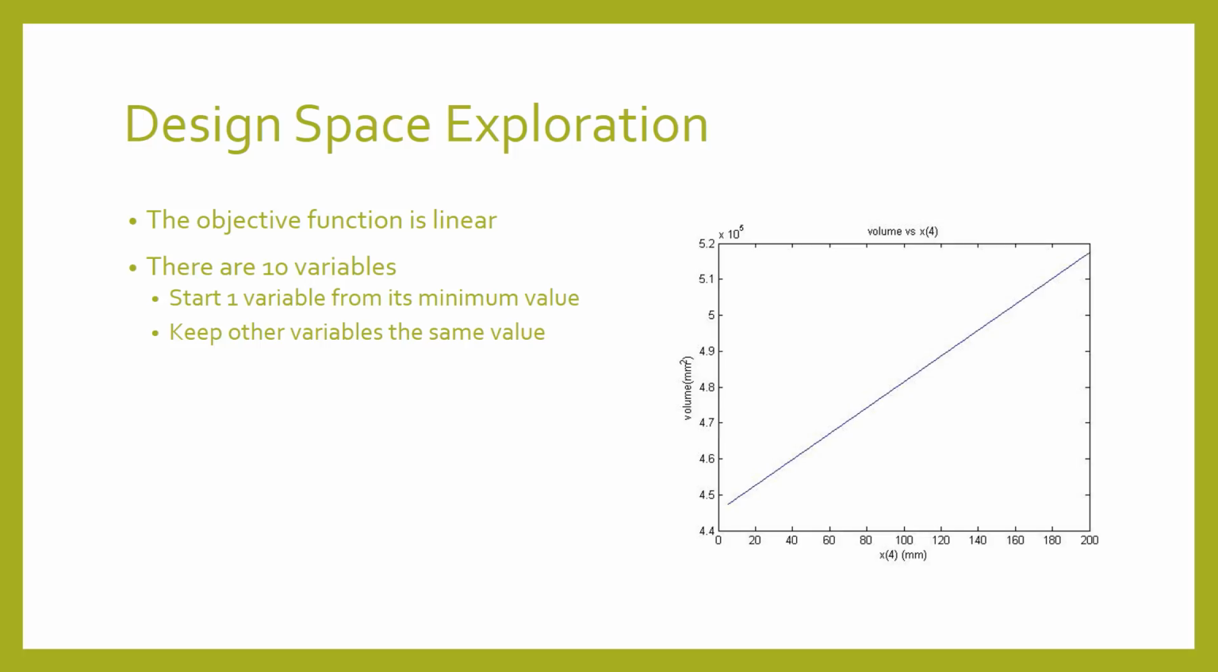In design space exploration, there are 10 variables, so it is impossible to do a design space visualization with all of the variables together. I kept all the 9 variables the same value and increased one variable from low value to high value. Since the objective function is linear, we got the linear graph as shown on the right.